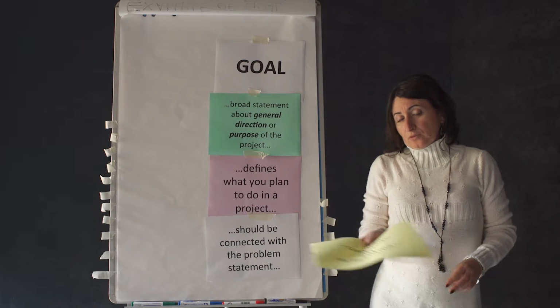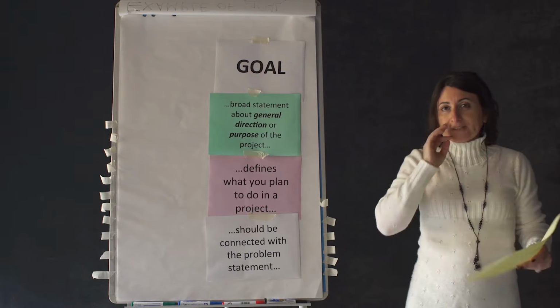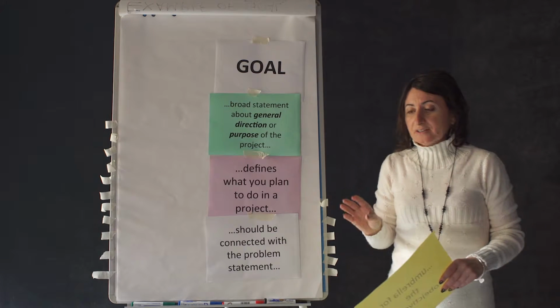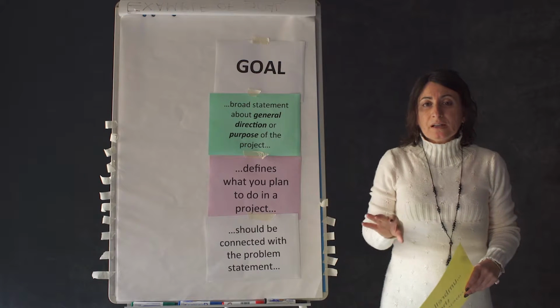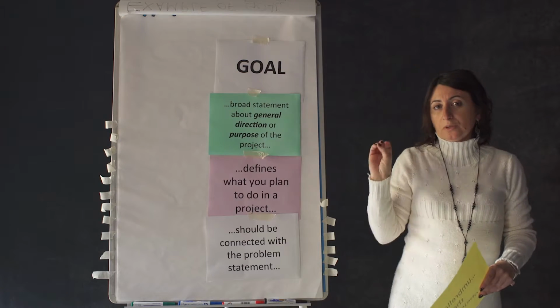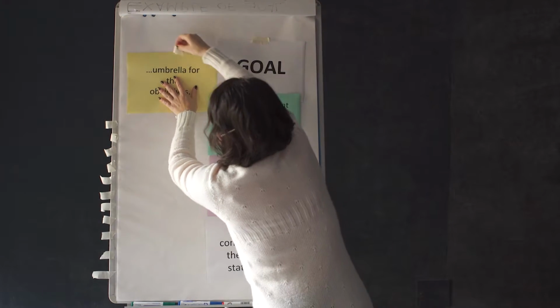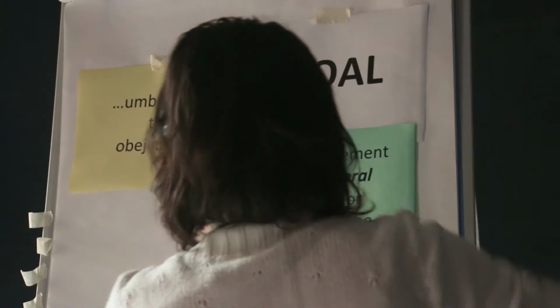The aims or the goals don't have to be very specific or precise. Usually they are an umbrella for the objectives. They include also the objectives that you want to achieve. And this is another thing that you have to remember.